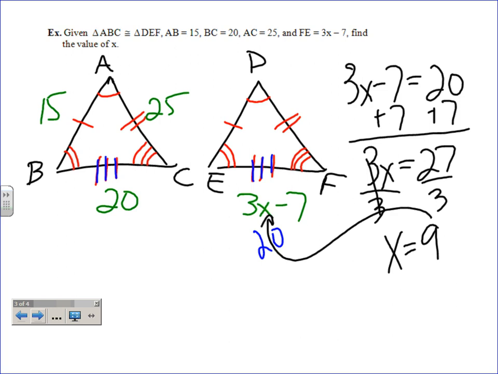All right. But we did figure out the x value, and let's check. If I put 9 in there, does this actually end up being 20? 9 times 3 is 27. Minus 7, it is actually 20. So I'm thinking we probably did that right. Okay.